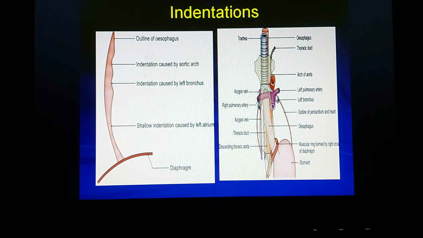Next, the third one. This indentation is mainly by the left atrium. Same thing we can see here, there is the left atrium. So these are all the indentations: one is because of the aortic arch, second one by the left bronchus, and the other one by the left atrium. So these are all the indentations of the esophagus.